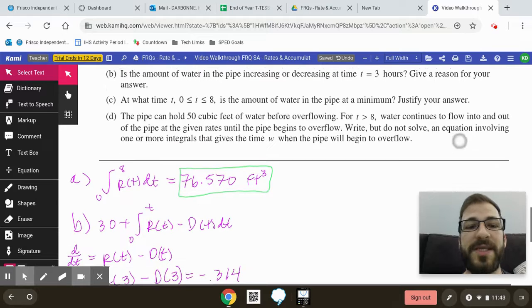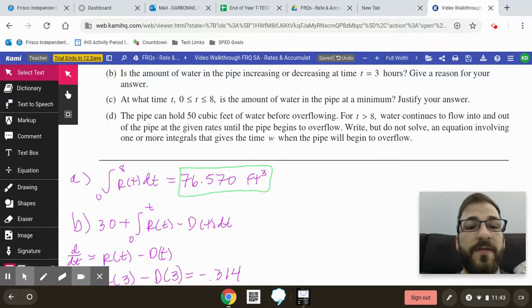All right, part C. At what time t from 0 to 8 is the amount of water in the pipe at a minimum? Justify your answer. It doesn't specify absolute minimum, but I mean, they're basically asking the absolute minimum. Sometimes they're going to leave out absolute, but essentially, we're going to find any relative maxes or mins, only caring about the mins, obviously, and then we're also going to compare the endpoints.